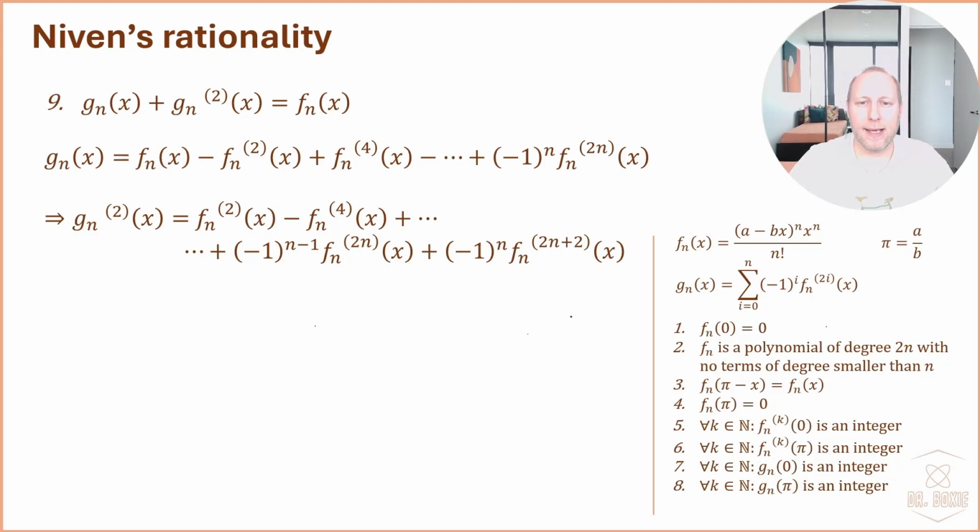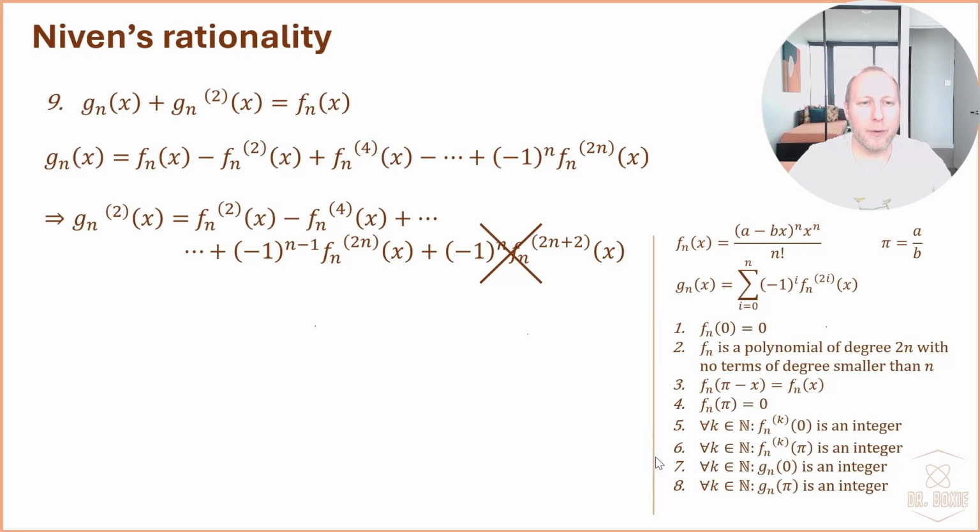Now remember that property 2 tells us that fn itself is a polynomial of degree 2n, which means that if we take a derivative of a degree higher than the degree of the polynomial, it just cancels out. And so the very last derivative is 0, it vanishes.